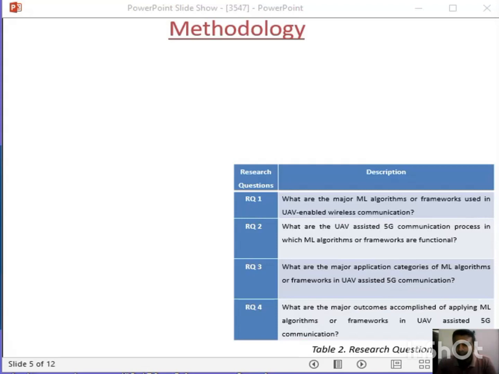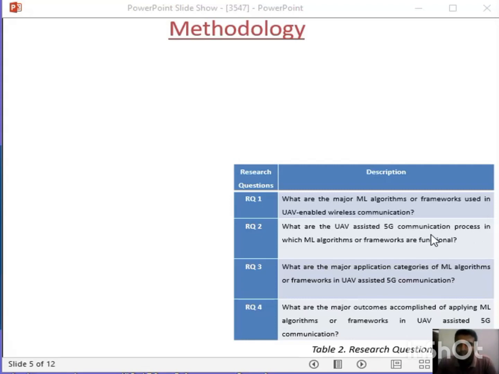The research inquiries have the subsequent aims, which is listed in table 2: to characterize the main machine learning algorithm and the frameworks applied in 5G UAV assisted wireless communication. Second one, identify the main UAV based communication where these algorithms frameworks are applied. The third one, define the key types of application of these algorithms in UAV assisted wireless communication and describe the key results and benefits of applying these algorithms in UAV assisted wireless communication.